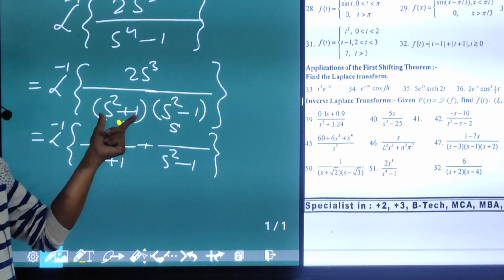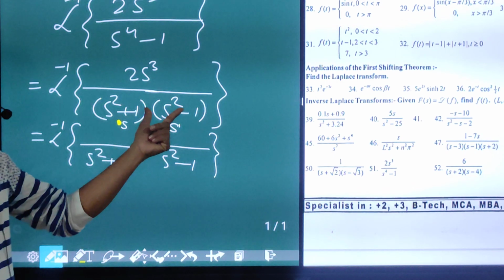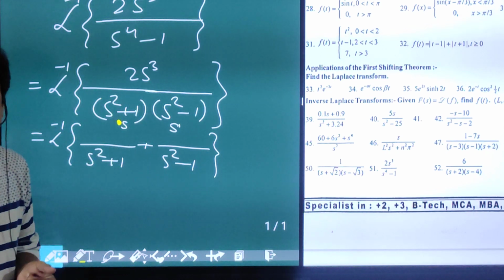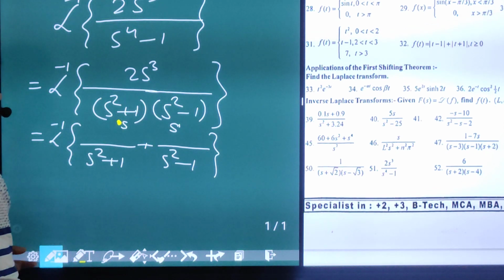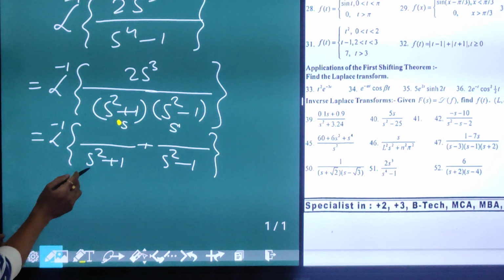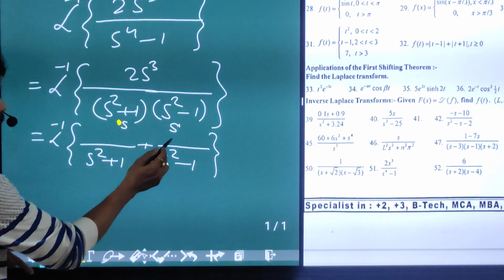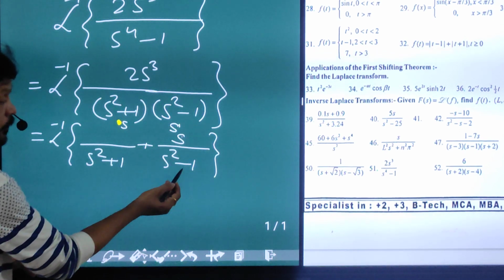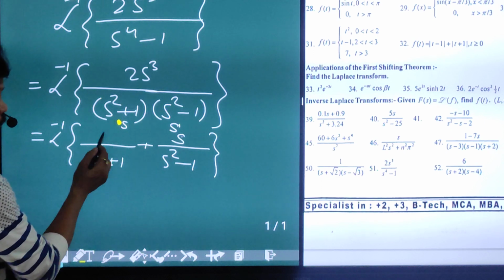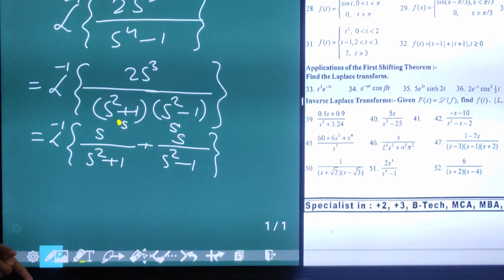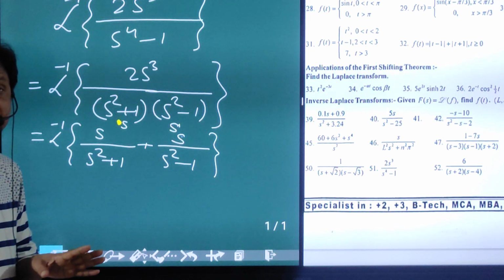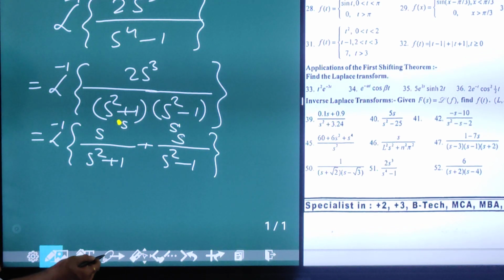What should be multiplied to this factor and what should be multiplied to this factor so that their sum will become 2s cube? Is that clear? See here. Now, the term which you are multiplying to this one, you should write here. And the term which was multiplied to this factor should be written here. Because while taking LCM, you are simply cross multiplying.